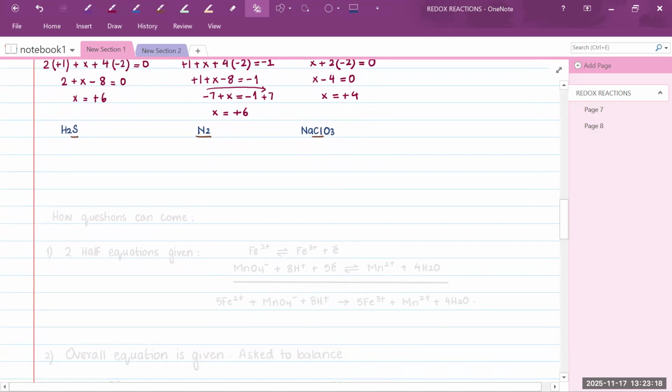Now with hydrogen sulfide, we know hydrogen has a +1 charge. We don't know the charge on sulfur. The overall compound is 0. 2 plus x is equal to 0. X will be -2, right?